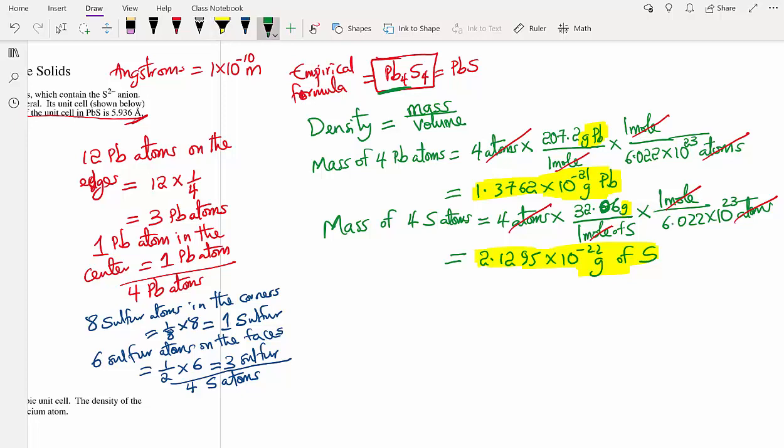And if you do that, the total mass of the unit cell will be equal to 1.5892 times 10 to negative 21 grams. So we now know the mass. The next thing to find is the volume of the unit cell.